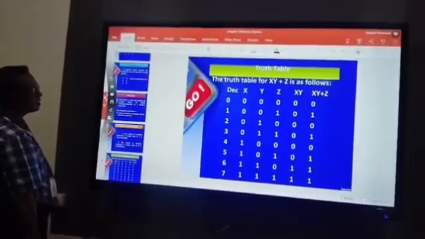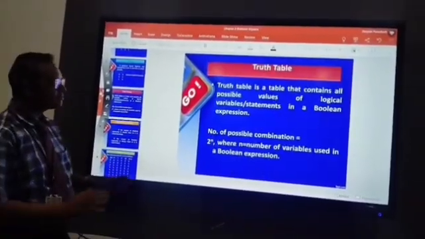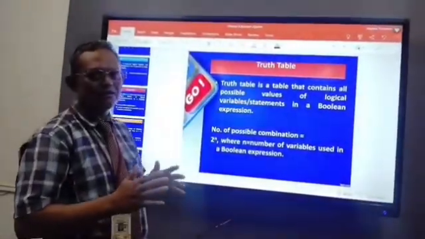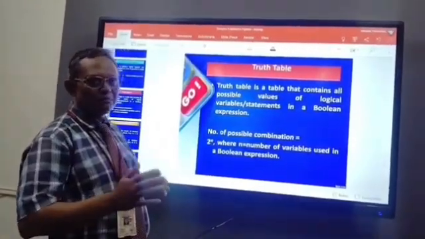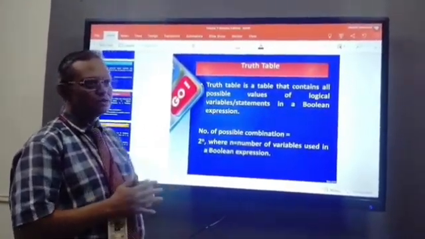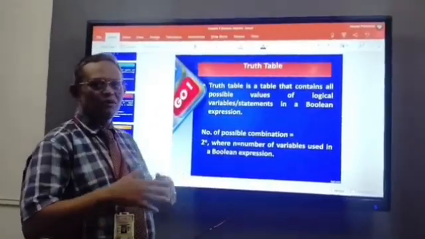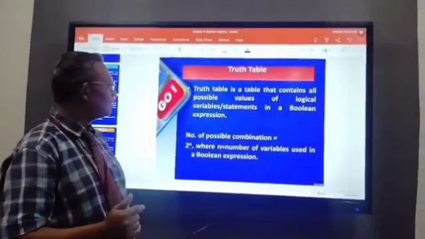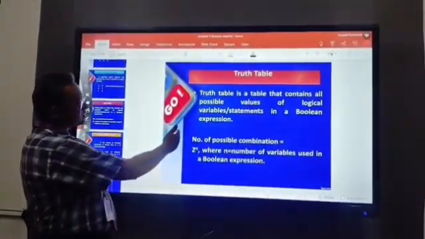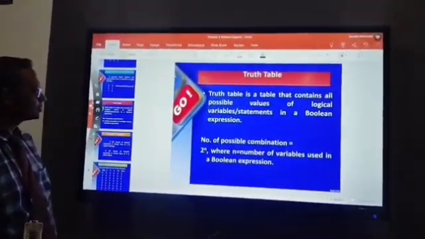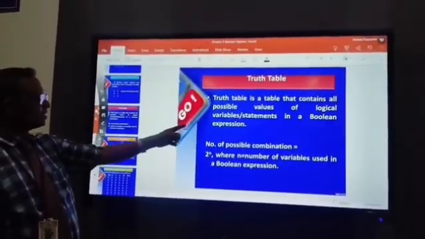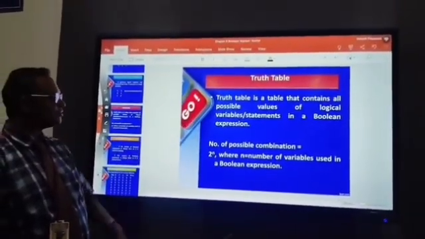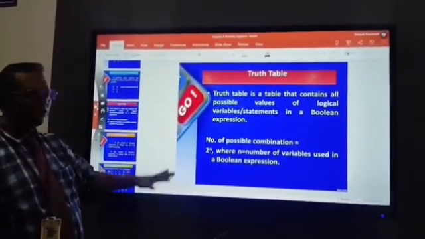Now come to the concept of the truth table. Normally the truth table is constructed with the help of binary values. Truth tables are used to describe the function of the particular system that we want to design. Now look here, this is the definition of a truth table. The truth table is a table that contains all possible values of the logic variable statement in a Boolean expression.